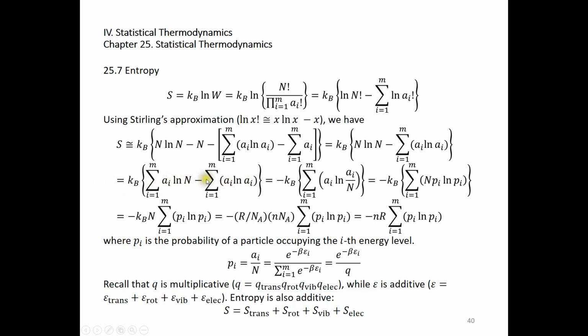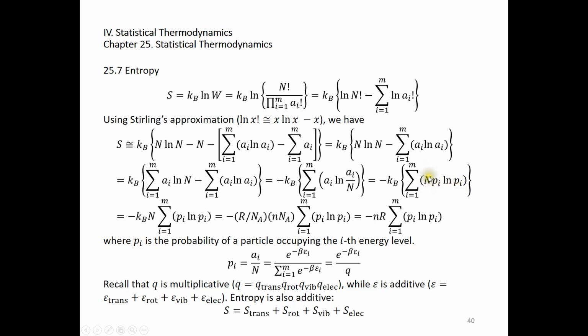So after I combine these two sums, I get negative k_B times the sum of a_i ln a_i over n. So if you just look at this, it's going to be the logarithm of n over a_i. But I put a negative sign here. So now it's the logarithm of a_i over n. Remember, a_i over n is the probability of a particle occupying the ith energy level, denoted by p_i. So a_i over n is just p_i. And a_i is simply n times p_i. Now we get this expression.